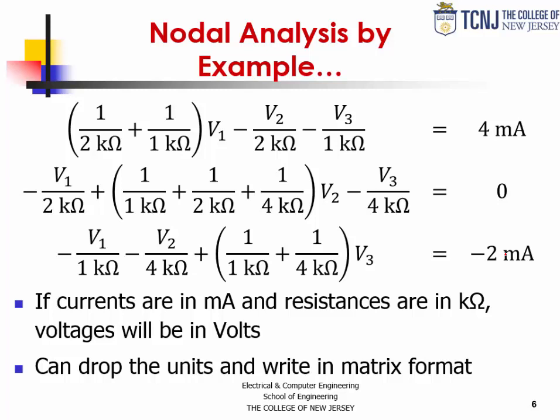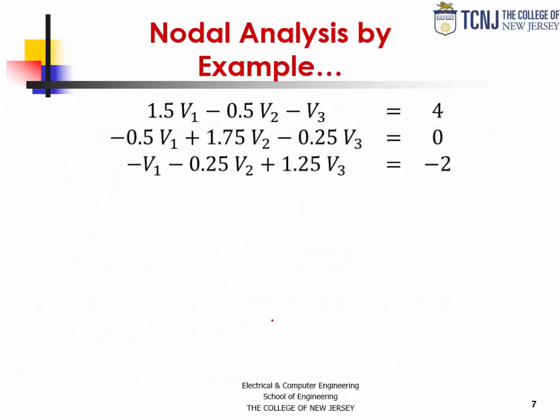Now, one thing to bring to your attention at this point is that if the currents are in milliamps and the resistances are in kilo ohms, then your voltages will be in volts, and that just falls out of Ohm's law. So if I know that my units are milliamps for the currents, kilo ohms for the resistances, and volts for the voltage, then I can just drop the units and write my matrices. So it will simply look like this. So basically I have calculated what the constants are, and I can write it like this.